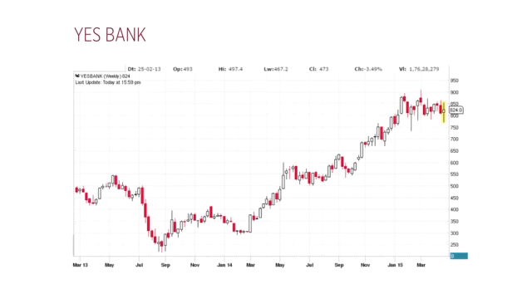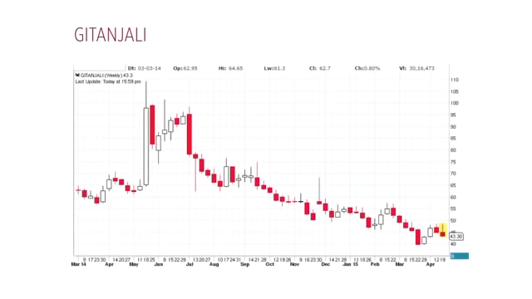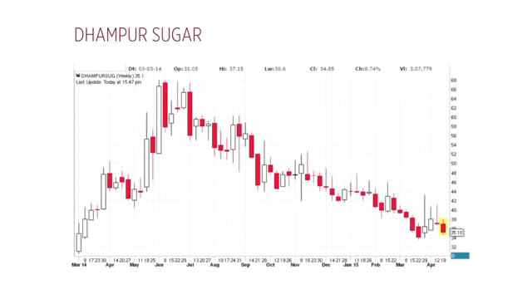Now let's look at a few downtrends. GITANJALI is in a downtrend. It's been falling since July and we have consecutive lower peaks. The next example is of DHAMPUR sugar. It is also in a downtrend, and as you'll see, it has lower consecutive peaks as well.